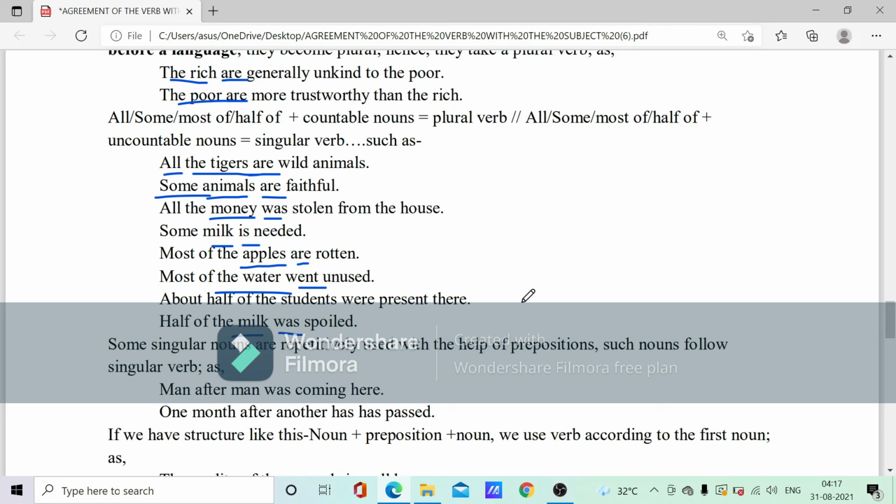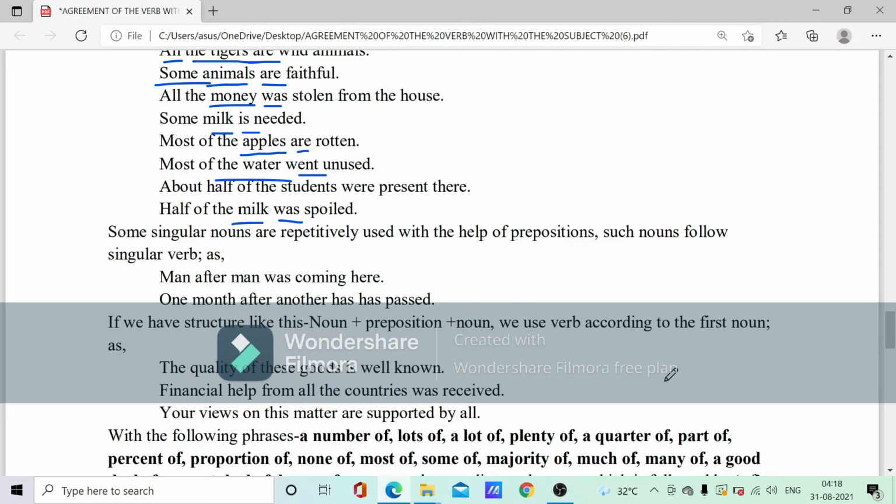This is how you can kind of know about this thing. This is how you can kind of realize and comprehend this particular rule. Some singular nouns are repetitively used with the help of preposition. Such nouns follow singular verb, right? As I told you here.